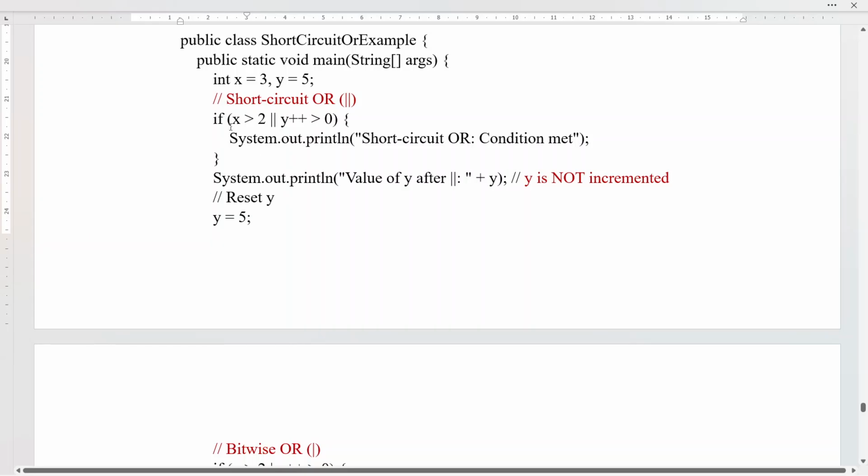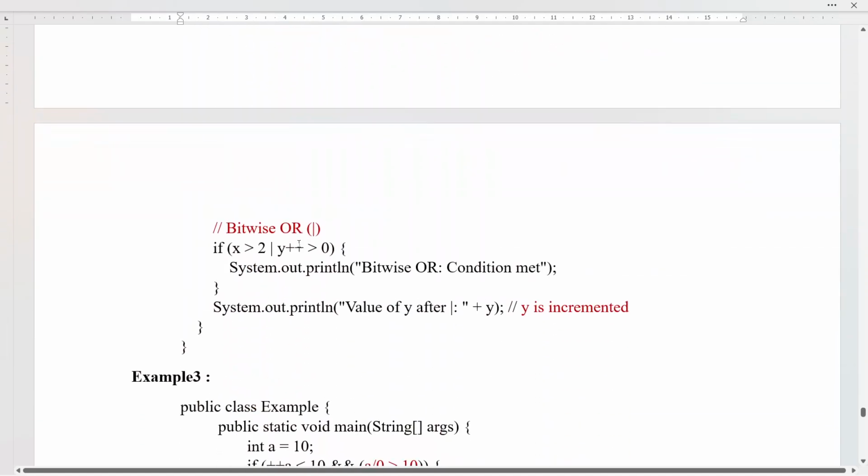Short circuit OR example. Here int x is equal to 3, y is equal to 5. If x greater than 2, yes, here 3 is greater than 2. In the short circuit OR operator, the first argument is true, so the entire result is true. The inside body is executed, and the value of y after short circuit OR: here y is not incremented because argument 1 is true, so there is no need of executing argument 2 in the case of short circuit OR. The value of y is 5, not incremented here.